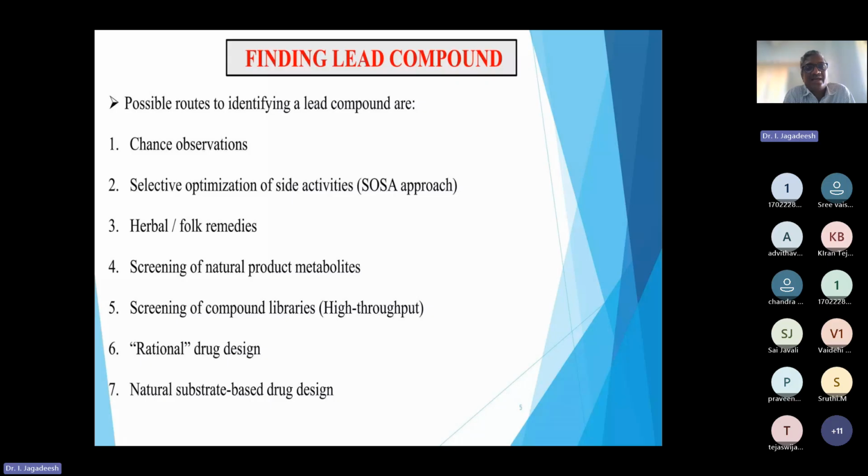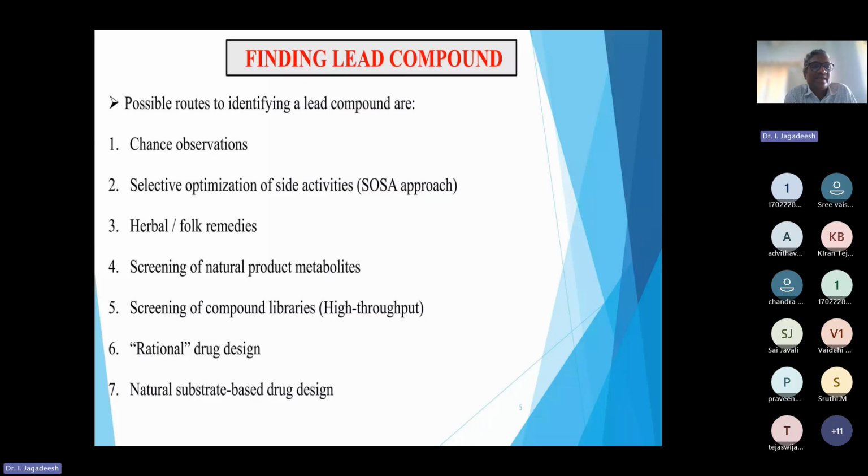There are 7 routes we can take so that our journey is guaranteed to come out with a drug, so that we will not have pitfalls and ups and downs. There are different possible routes and directions by which we can identify the lead with guarantee. One is chance observations. This is just like serendipity. We want to see something, but we have found something else. It is better, it is working, and it is promising. So this chance, we take it as a choice, and we go ahead.